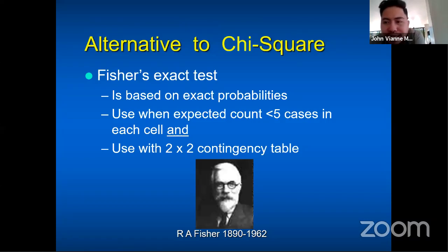Okay, so there's an alternative to chi-square. So we have Fisher's exact test. It is based on exact probabilities. It is used with expected count of less than 5 cases in each cell, and it's used with a 2 by 2 contingency table. However, this is very rare. I usually don't use this in tests of association, especially on categorical variables with known associations.